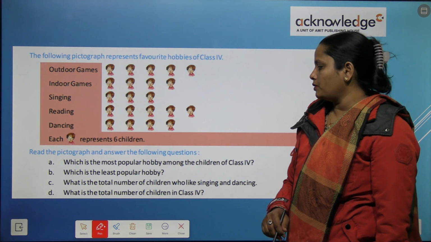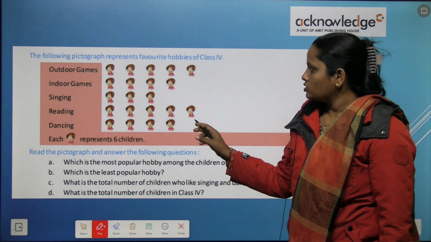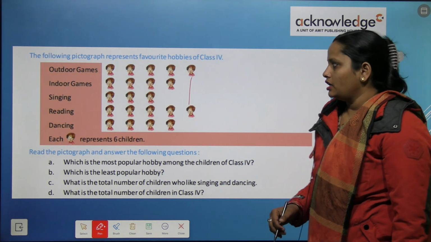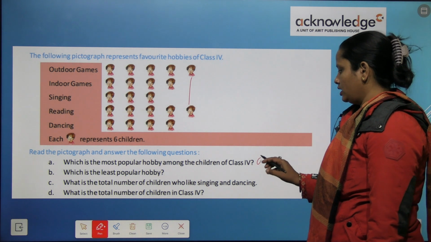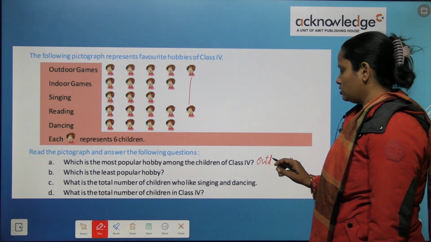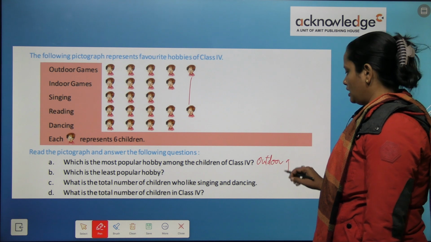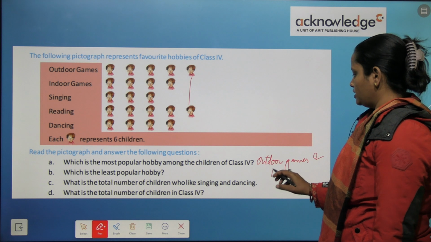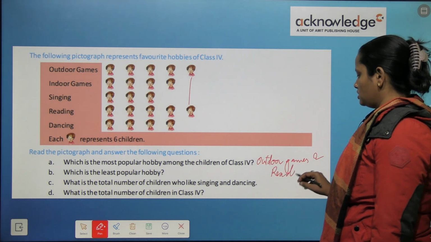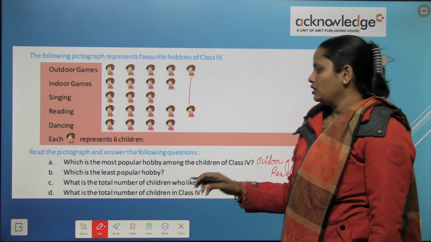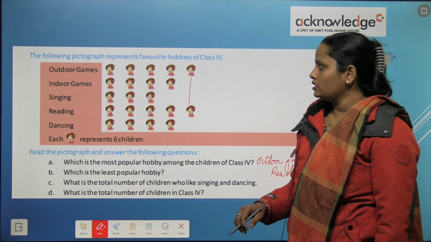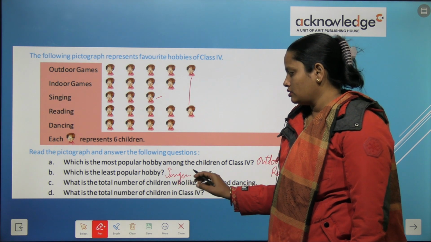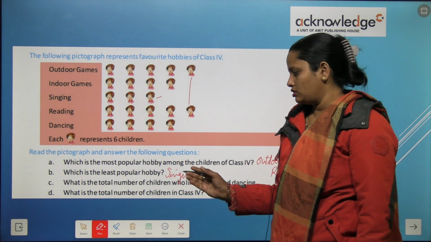Which is the most popular hobby among the children of class 4? So which is the most popular? These both are giving the same, so it's outdoor games and reading. So this is more popular. Which is the least popular hobby? So your least is this singing. Similarly, you have to answer the rest two questions.